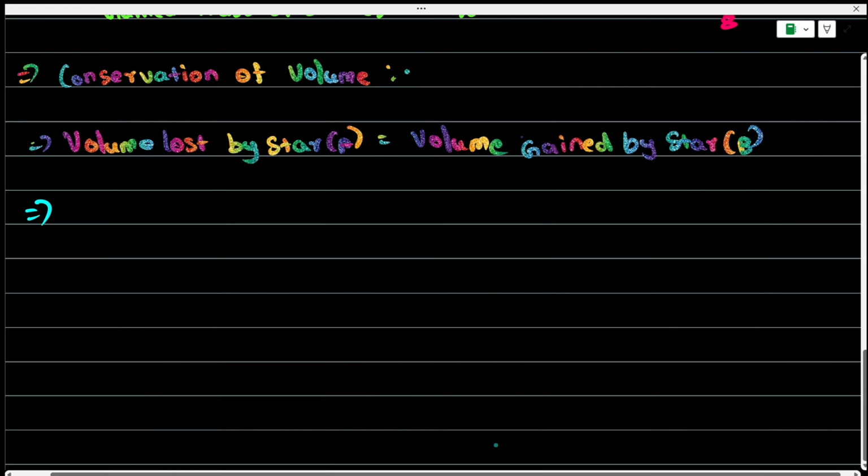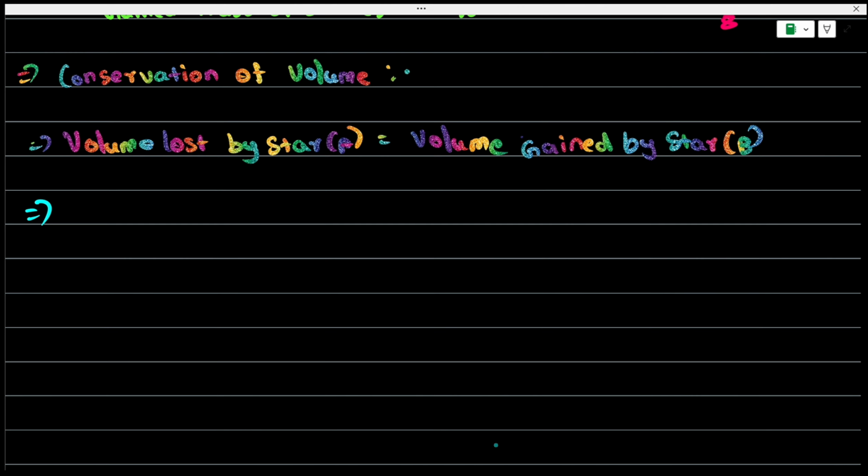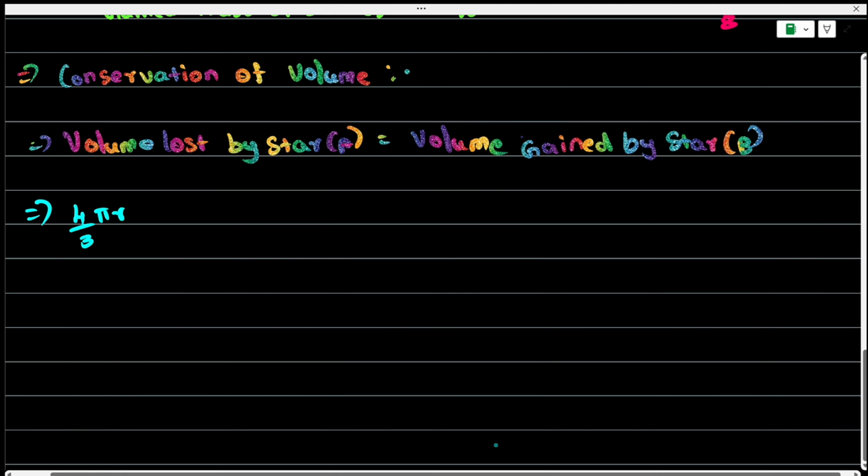First, let's start with the volume lost by star A. To find it, we need the difference between the initial and final volumes of star A. Because the volume is lost by star A, the initial volume is greater than the final volume, which means initial minus final. So what will be the initial volume? 4 by 3 pi r cube, minus the final volume, 4 by 3 pi r cube by 8.